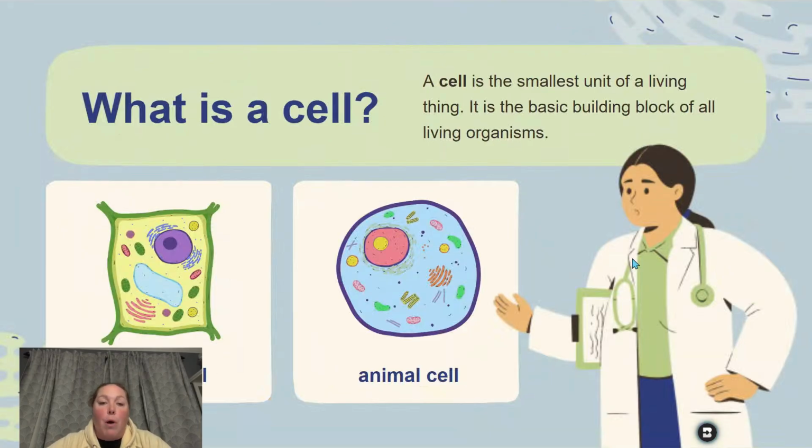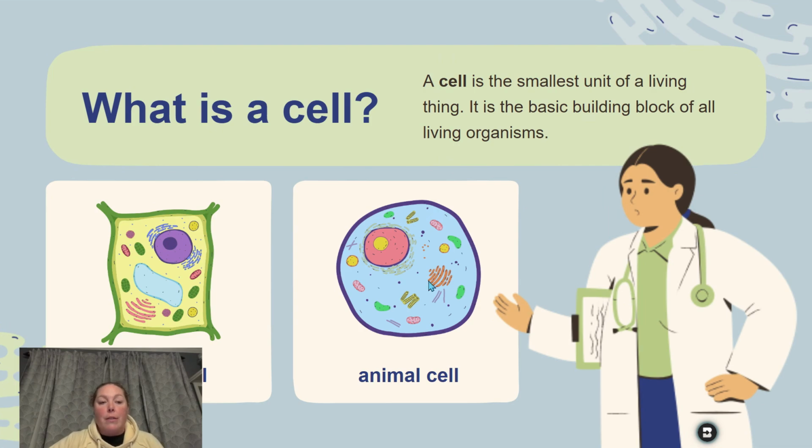A cell is the smallest unit of a living thing, and it's the basic building block of all living organisms. And you're always going to see plant cells drawn like this and animal cells drawn like this. Animal cells are not all circles, and plant cells are not all perfect rectangles. It's just not the way they are. But that's the standard drawing that you're always going to see. They all are going to have similar organelles, except plant organelles and animal organelles, there are a couple that are different, but they all share similar organelles.